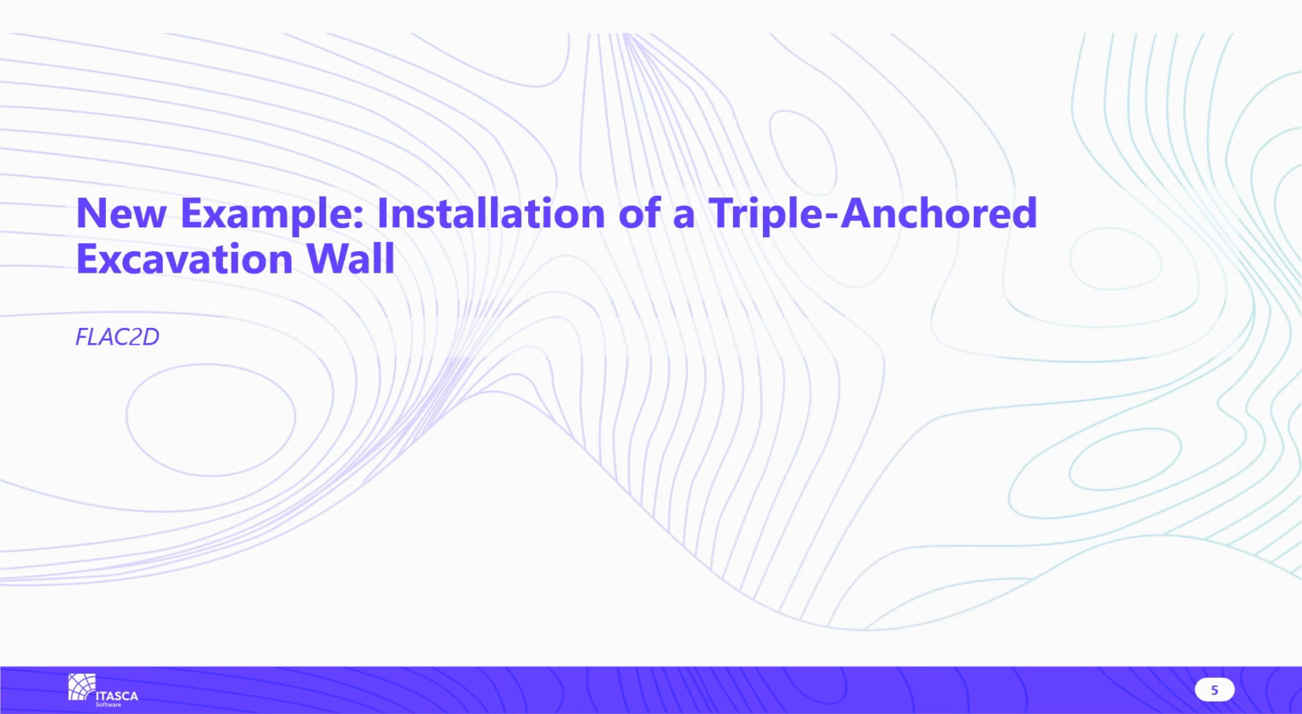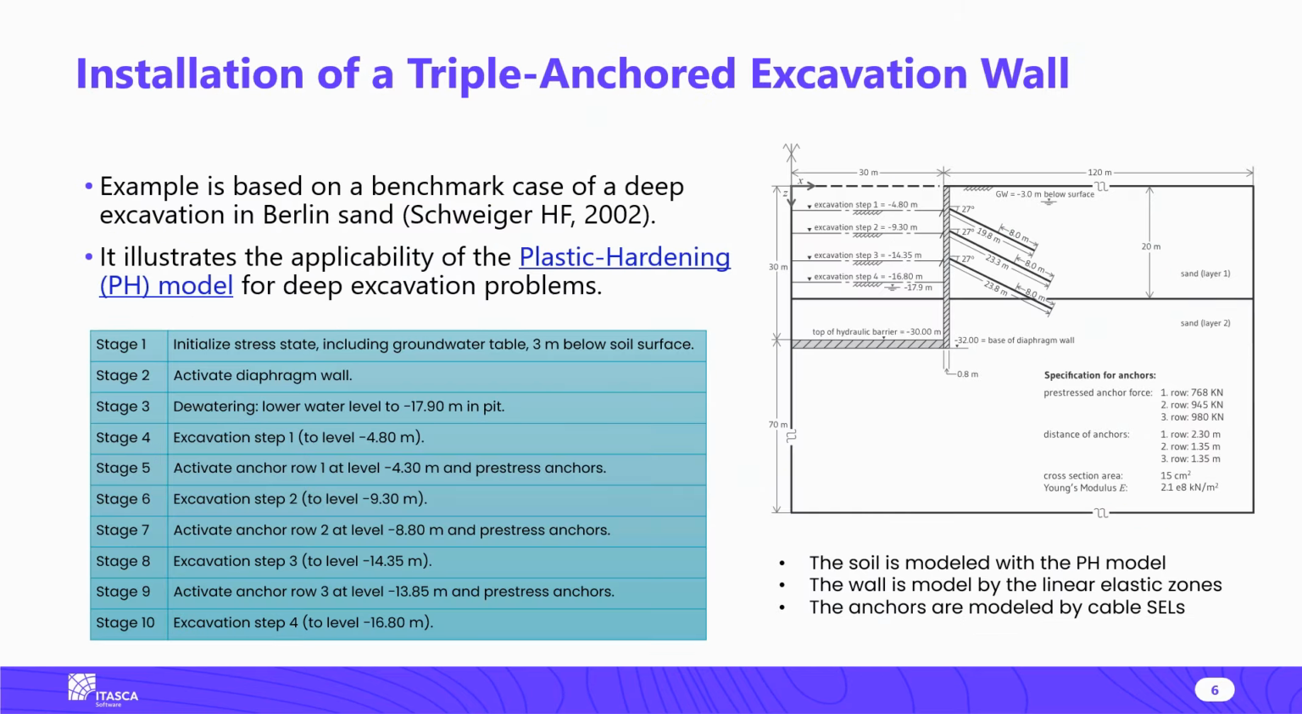Let's start with an example of installation of a triple anchored excavation wall. This is actually a classic example that is also available in FLAC version 8.1 and FLAC3D, and it is based on a benchmark case of a deep excavation in Berlin sand, which was originally published by Schweiger in 2002. The example illustrates the applicability of the plastic hardening model for deep excavation problems.